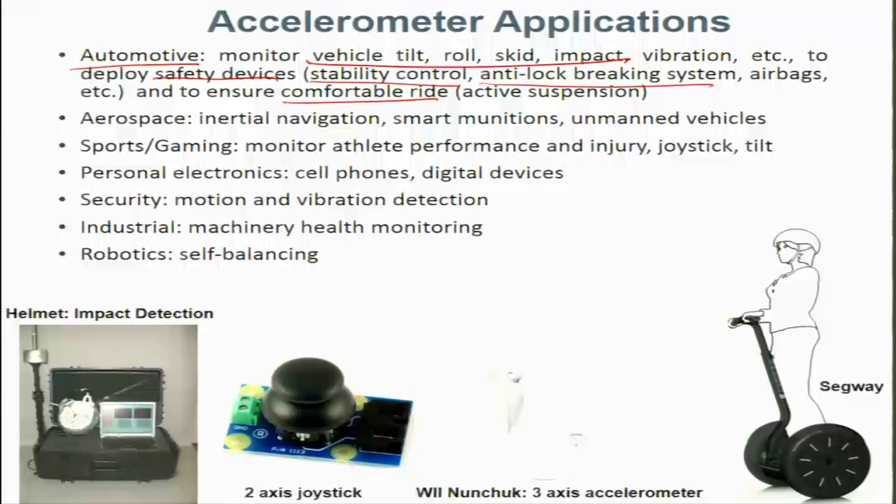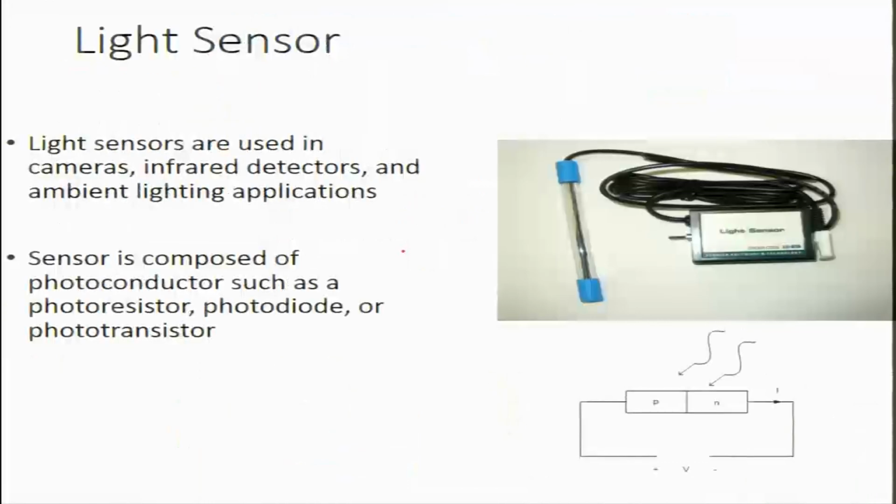There is a lot of use that accelerometers find in aerospace. Accelerometers find use in inertial navigation, smart munitions, unmanned vehicles. There are a variety of other areas where these can be deployed and applied. So you have sports and gaming, personal electronics, security, industrial usages, robots. So they in various capacities utilize some of these accelerometer sensors.